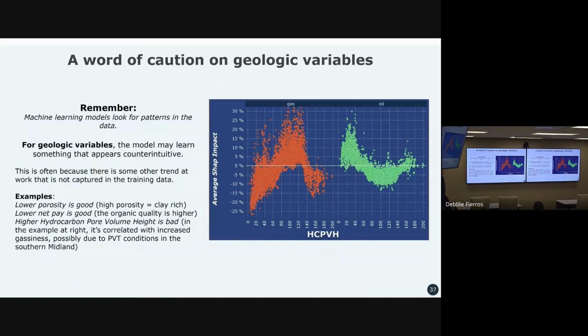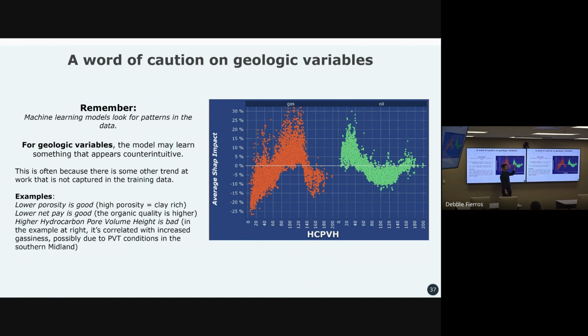Now, a word of caution on geological variables, and this is very important to acceptability for your models. You can imagine if we're not forecasting horizontal production, instead we're forecasting when my pipeline is going to fail, you can translate this concept: what happens when the model shows things that you're not expecting? It learns counterintuitive trends. So what I have here for you is the hydrocarbon pore volume height on the x-axis and the SHAP impact of that on the y-axis.